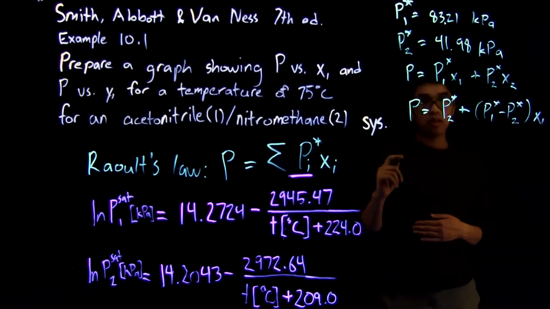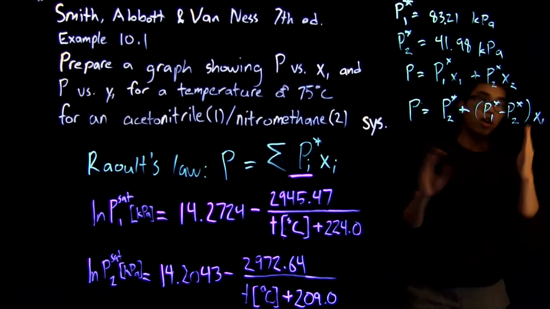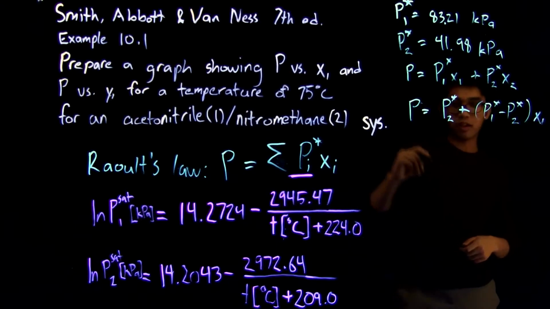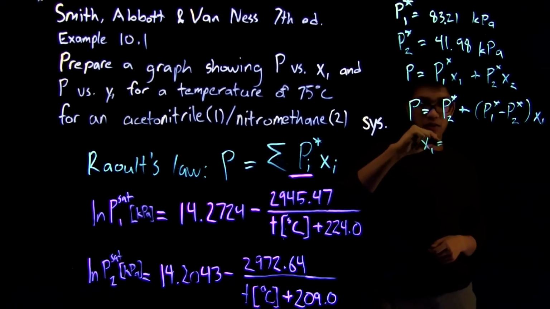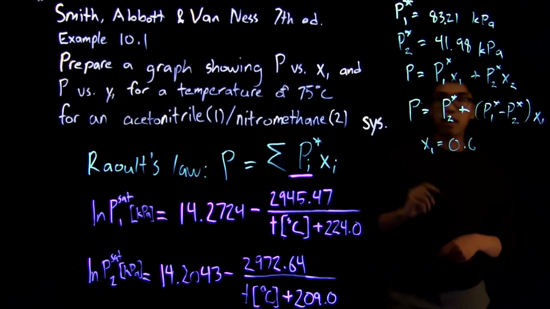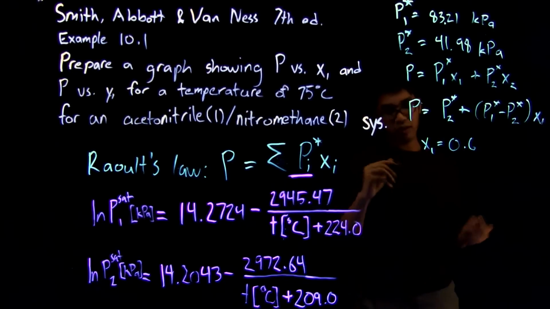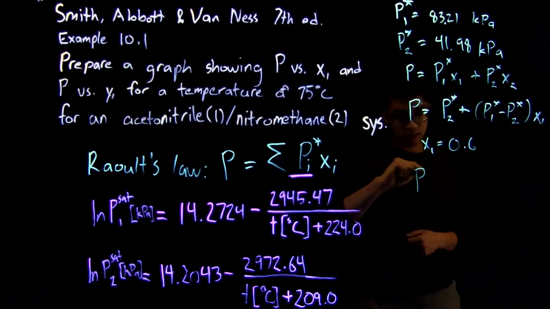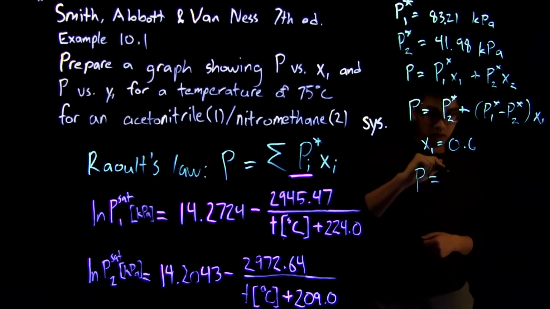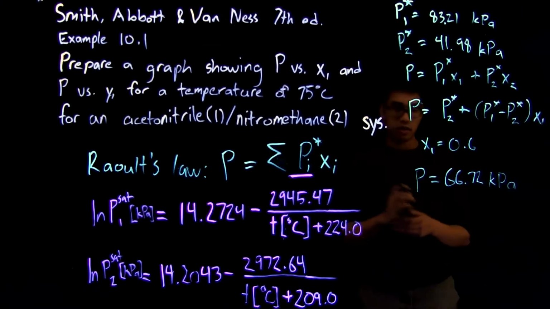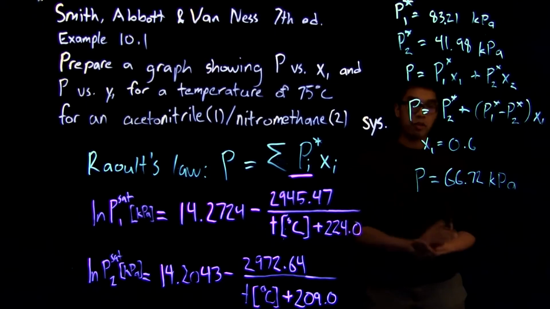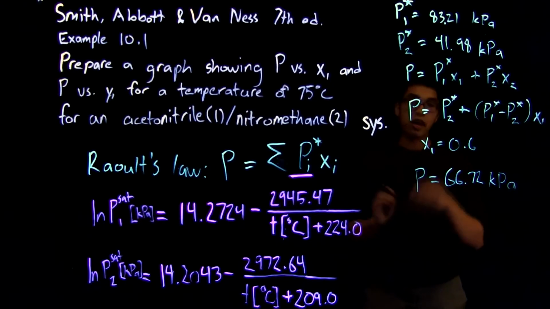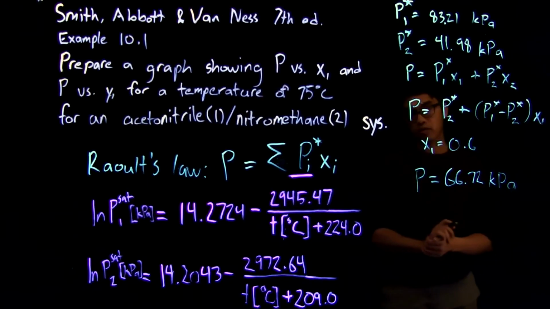So now what we do is that we set an arbitrary value for x1. So let's say x1 is equal to 0.6. And let's calculate P. So it turns out that when we do this calculation, P is equal to 66.72 kPa. So now that we have the pressure, we know that for each specific value of x1, there's going to be a corresponding value of y1.